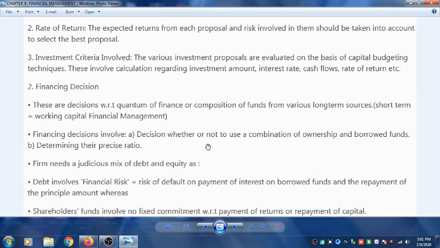So the finance manager evaluates the various investment proposals, and then he calculates the investment amount, the interest rate of each and every investment proposal, then cash flows of each and every investment proposal, rate of return of each and every proposal, and whichever investment is the best, he finalizes that investment proposal, and then the money of the company is invested in that business or in that capital budget, or large amount of money is invested in that capital budget, so that it will give maximum profit to the company. So these were all about the investment decision.